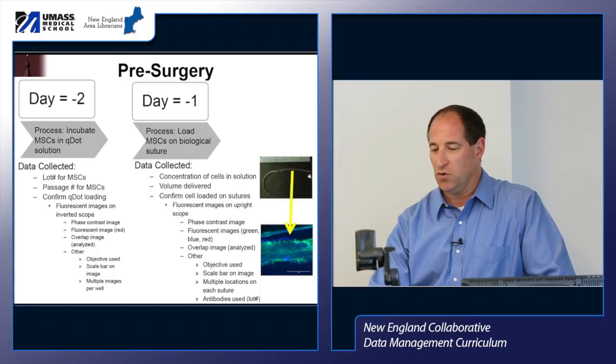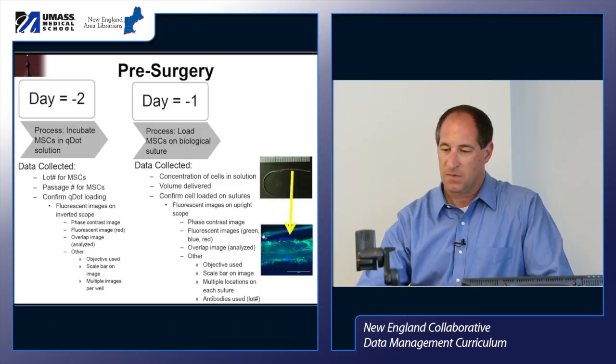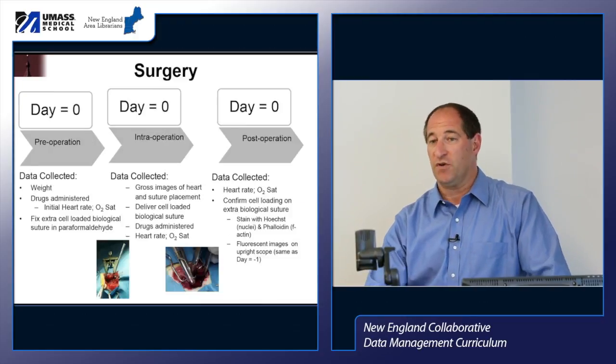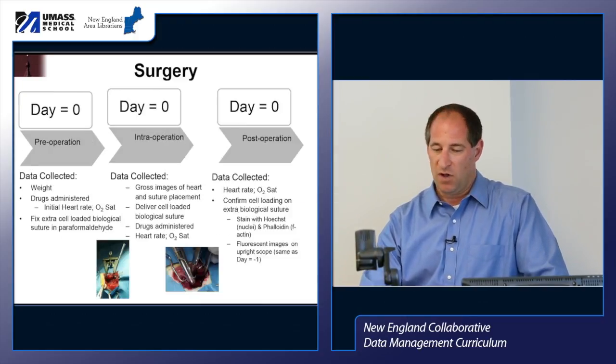One of the other things we need to keep track of also is this suture here. What suture do we use? What size needle do we use? What batch of fibrinogen and thrombin do we use to make that suture with? And so we need to keep track of that in regards to the cells and in regards to the image for that specific experiment.